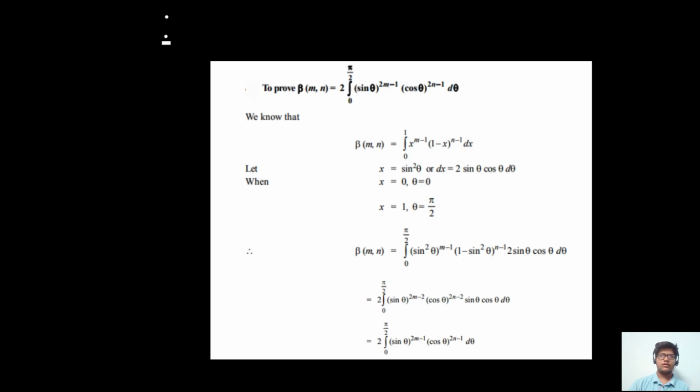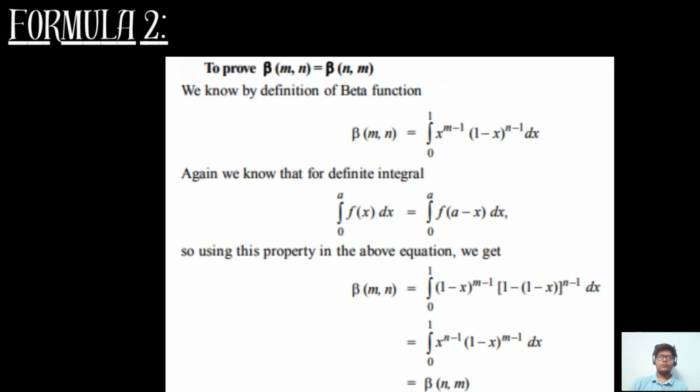Now let's move on to the next derivation, that is to prove beta of m comma n is equal to beta of n comma m. This is one of the most asked questions in exams. So let's see this derivation. We know by the definition of beta function, that beta of m comma n is equal to integral 0 to 1 x to the power m minus 1 into 1 minus x to the power n minus 1 dx.